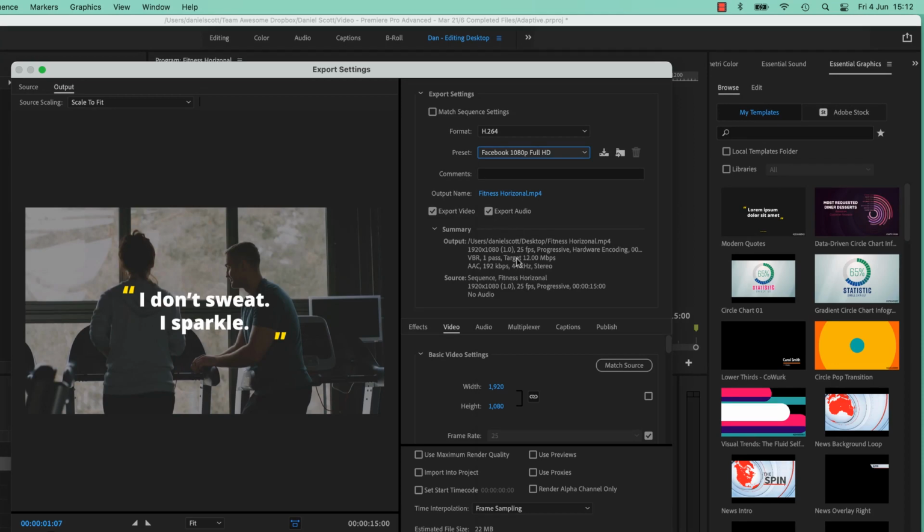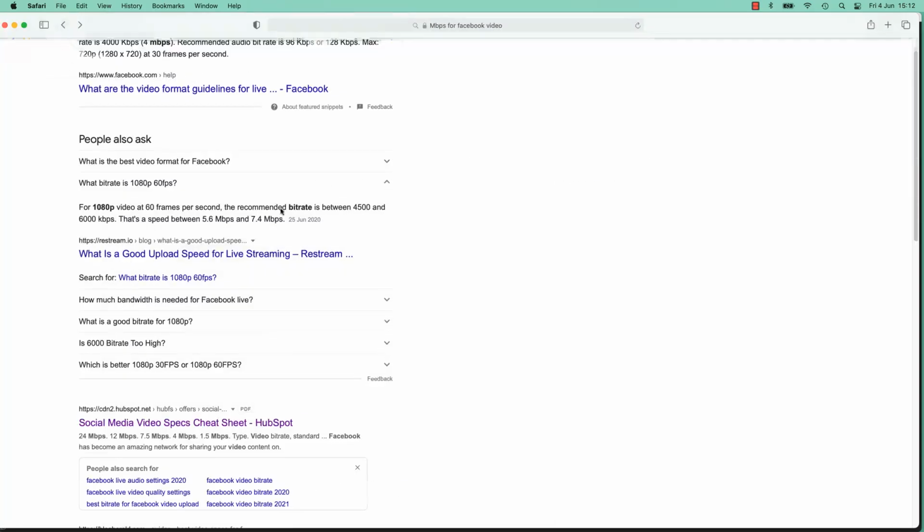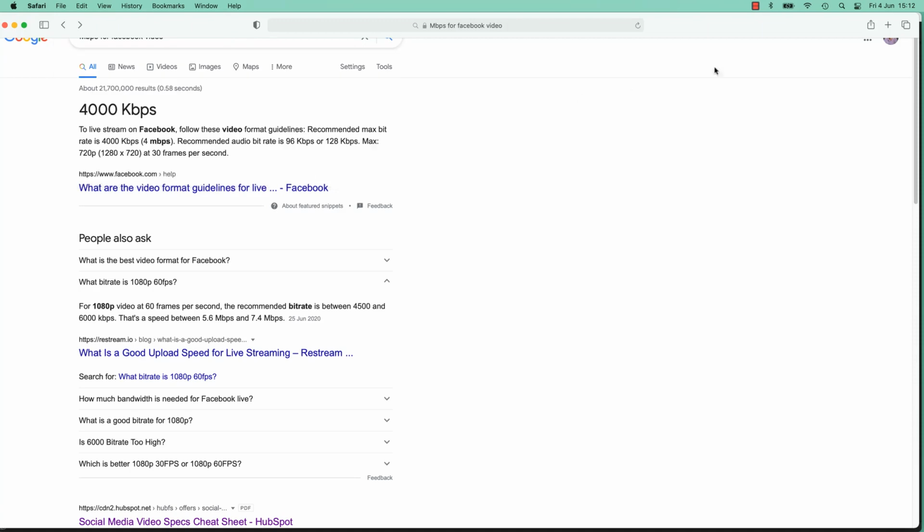So if you're like, okay, that seems good. Is 12 good? What should be the megabit per second? It's just to do a Google search. Just go out and have a look. I just typed in up the top here. Not sure why you can't see it. Anyway, I typed in the words: megabytes per second, megabits per second for Facebook video. And you have a look around and you try and find it.